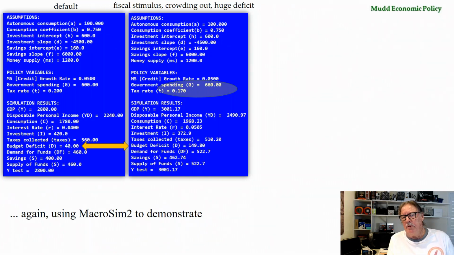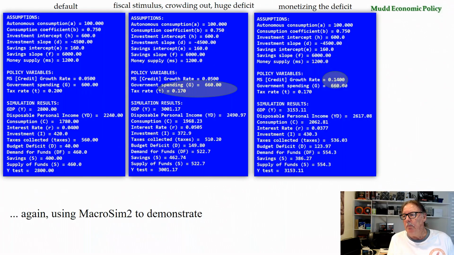And you probably remember at the very end of those macro sim models, that was fairly easy to do because we used open market operations to accommodate that, as is shown here on this slide that is labeled monetizing the deficit. Here you can see we have kept government spending at a high level. We've kept the tax rate at a low level, but we have also increased the money supply growth rate from 5% to 14%, which we had to do in this model to achieve the desired result. We have an even further stimulus in GDP. It goes from 3,001 to 3,153.